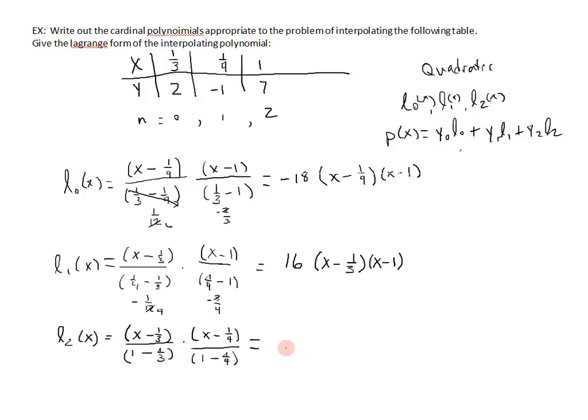Hold on. And so 1 minus 1/3 is positive 2/3. I keep saying negative, positive. And then 1 minus 1/4 is positive 3/4. That gives me 1/2 when I multiply it out. So I have 2, because I divide by half, it's multiplying by 2. x minus 1/3, x minus 4. All right. Now let's plug that into P of x.